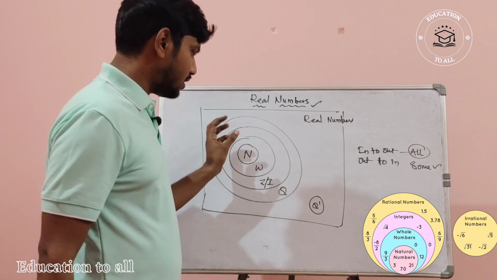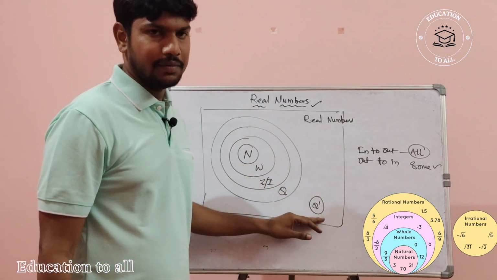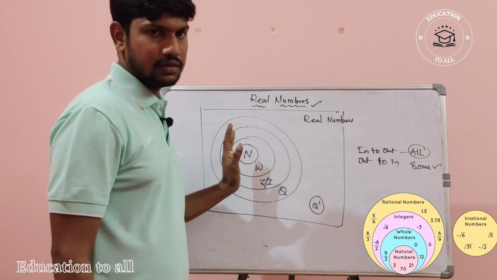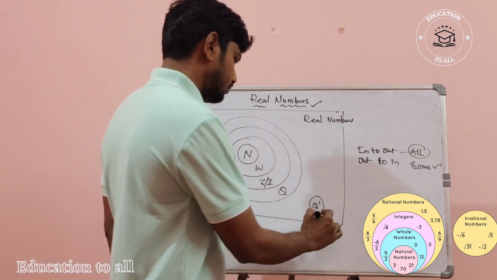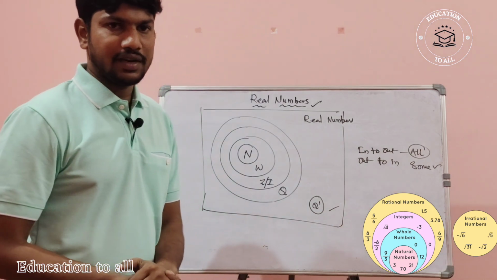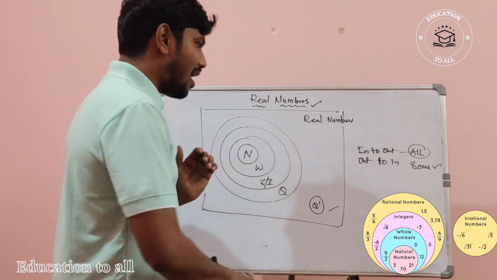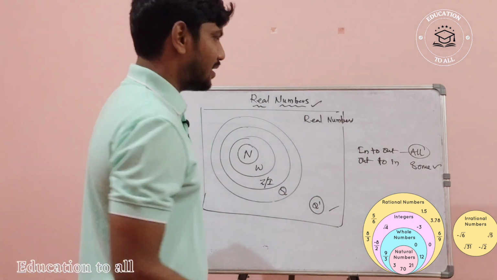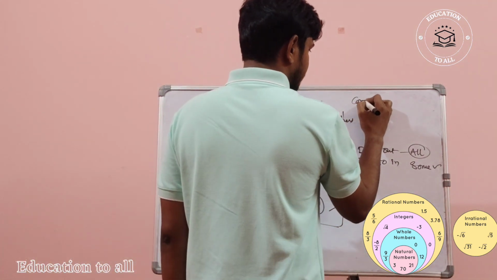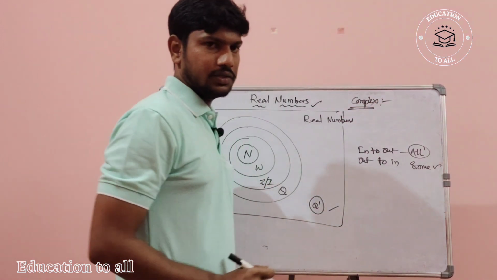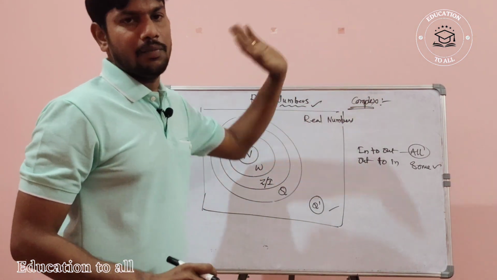There is no relation between all these together and irrational. Irrational numbers are absolutely different from the other numbers. So this is the family of numbers. Who is the family head? Real numbers. And real numbers together with imaginary numbers are called complex numbers. So real heads complex.